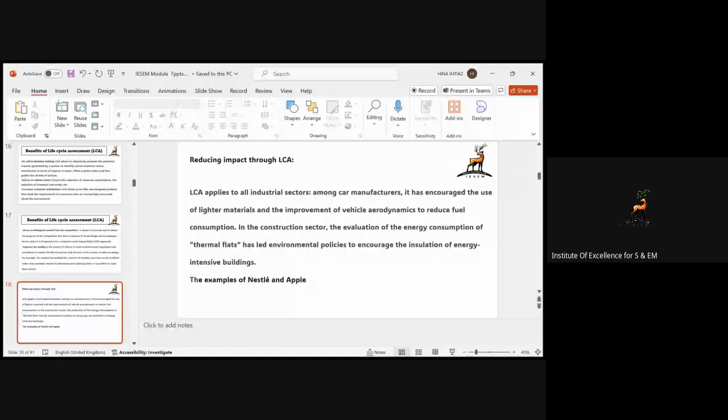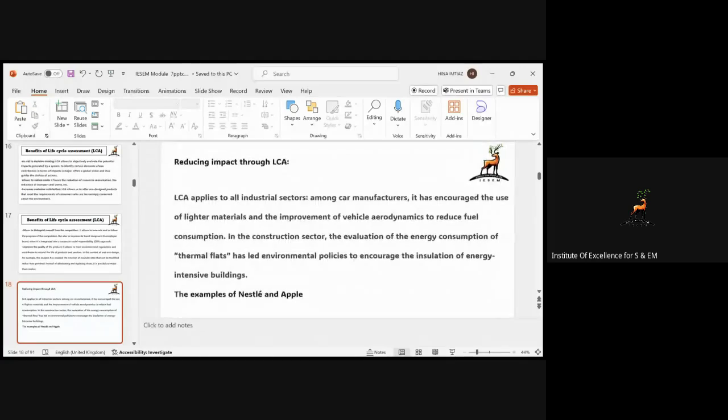So LCA basically applies to all industrial sectors. In car manufacturing, it has encouraged the use of lighter materials and improvement of vehicle aerodynamics to reduce fuel consumption. So these are real-life examples, and these are practical examples of LCA, where they assess their product and the life cycle of Apple and of Nestle.